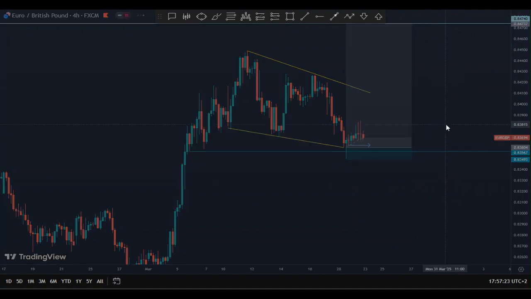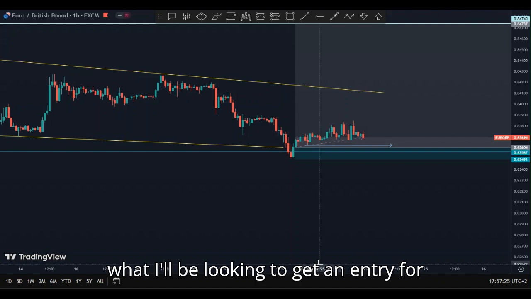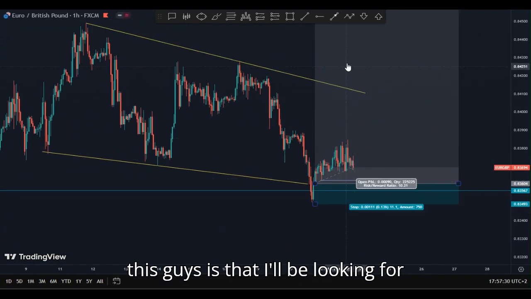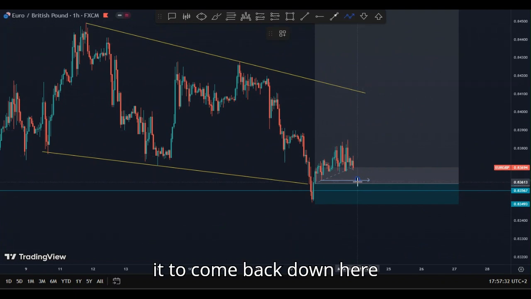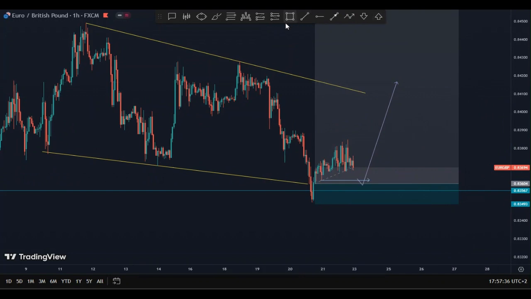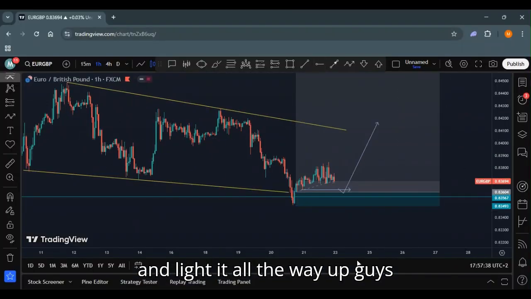So what I'll be looking to get an entry for this, guys, is that I'll be looking for it to come back down here, and then I can look to take an entry and ride it all the way up, guys.